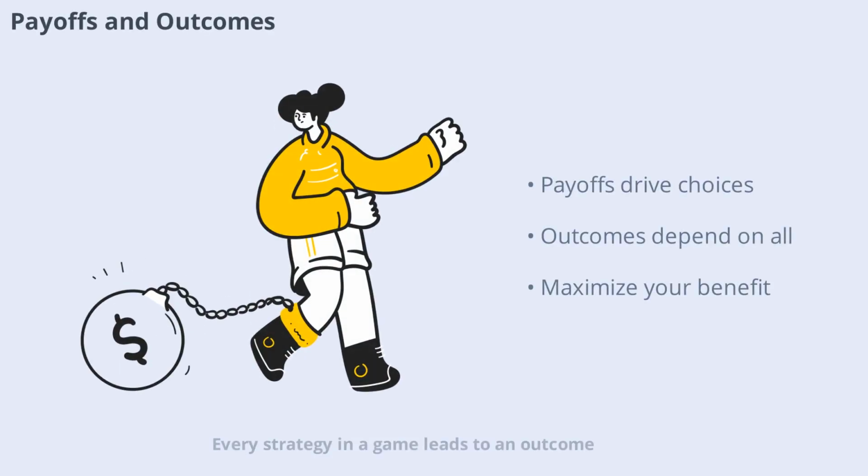Every strategy in a game leads to an outcome, and each outcome has a payoff for the players involved. Payoffs can be anything from profits and points to satisfaction or utility. The goal for each player is to choose a strategy that maximizes their own payoff, given what they believe others will do. This creates a dynamic environment where everyone is trying to anticipate and respond to the actions of others. Understanding payoffs is crucial for predicting behavior in strategic situations.